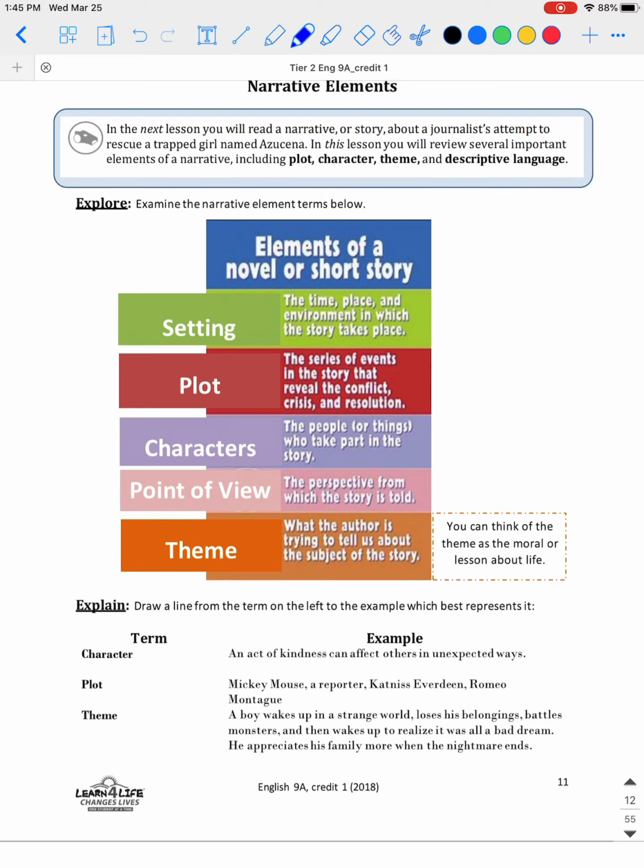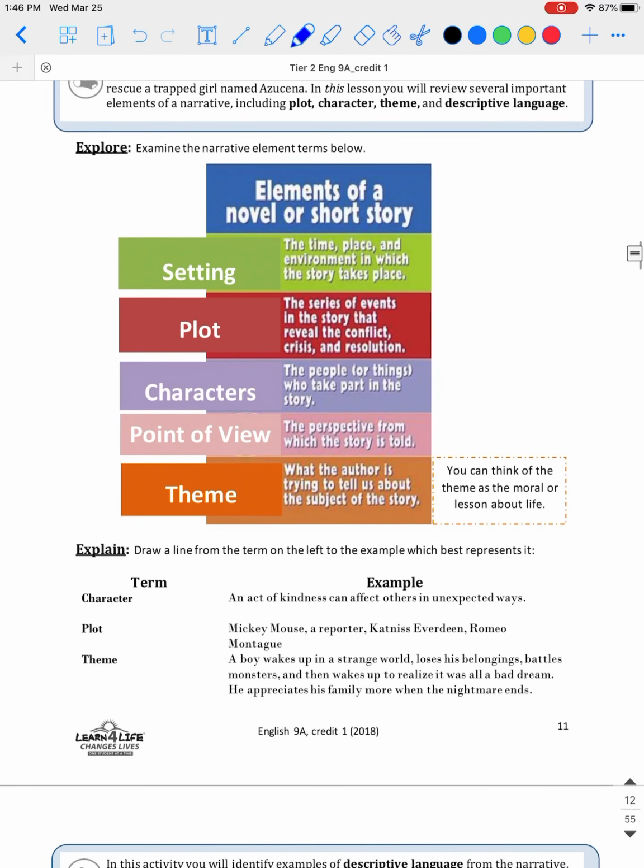And then characters, the people or things who take part in the story. Point of view, the perspective from which the story is told, and theme. What is the author trying to tell us about the story? So what are you supposed to learn? What is the moral or life lesson about the story? You will see these parts throughout the story that we're going to read in the next lesson.